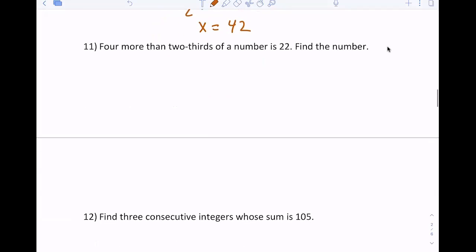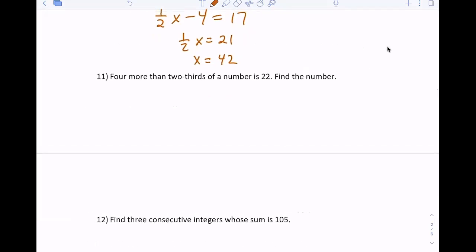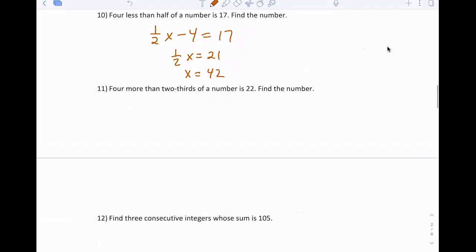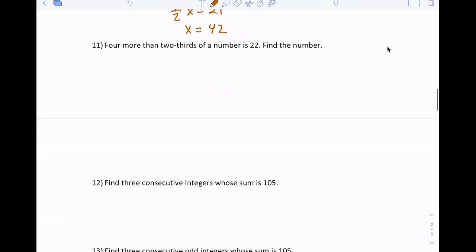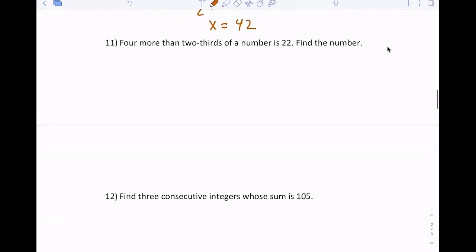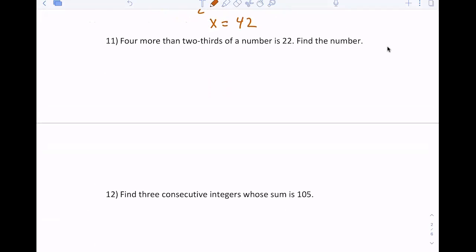All right, number 11. I want to set this up, Sean. I'll let you do it. 2/3 x plus 4. Good. That's what I want. 2/3 x plus 4 equals 22.